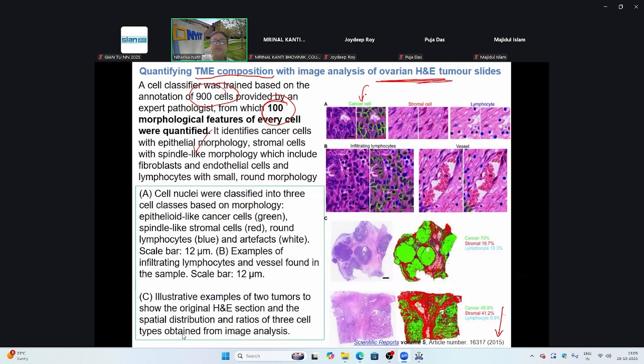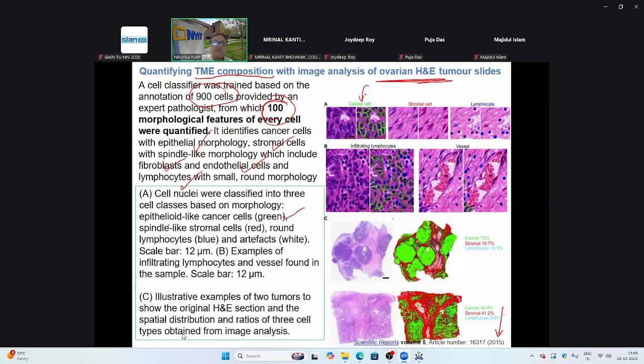And why those 100 features? Because they're looking at epithelial cells, stromal cells, fibroblasts, everything. They're looking at blood vessels, they're looking at lymphocytes. So obviously you will have so many features. And to make a long story short, they looked at all of these features here, and then they classified them.